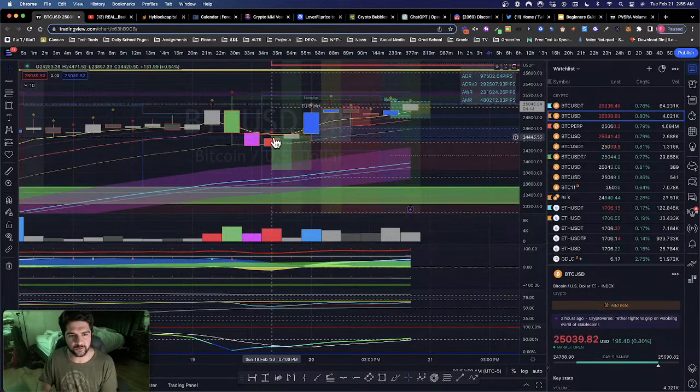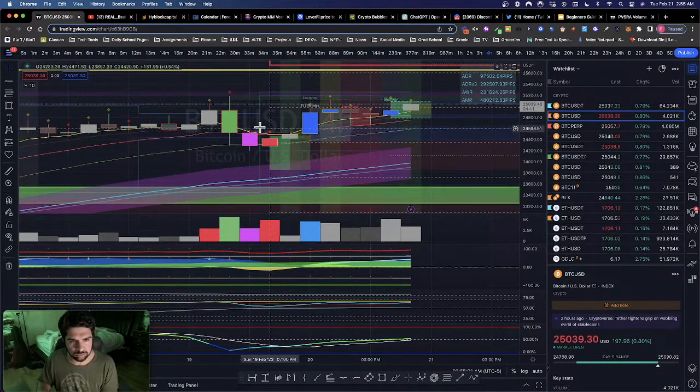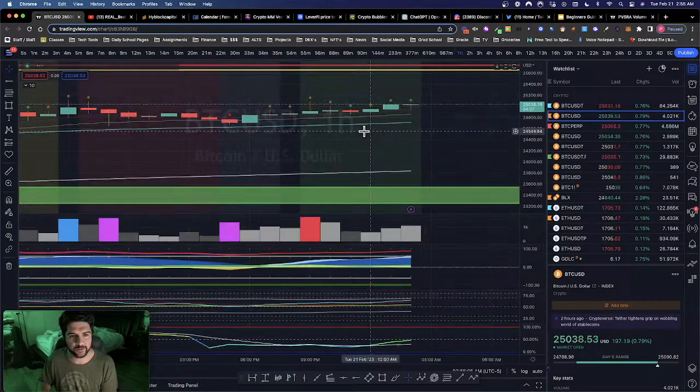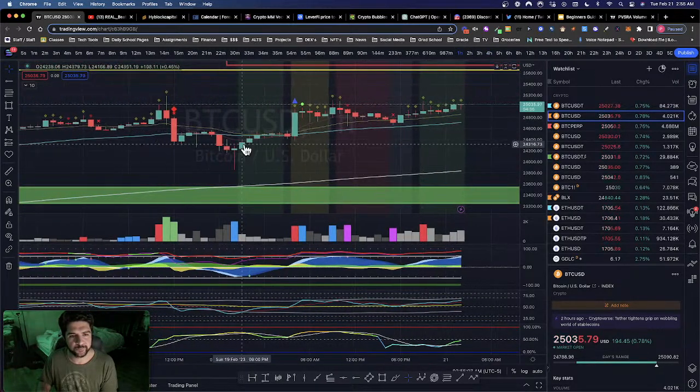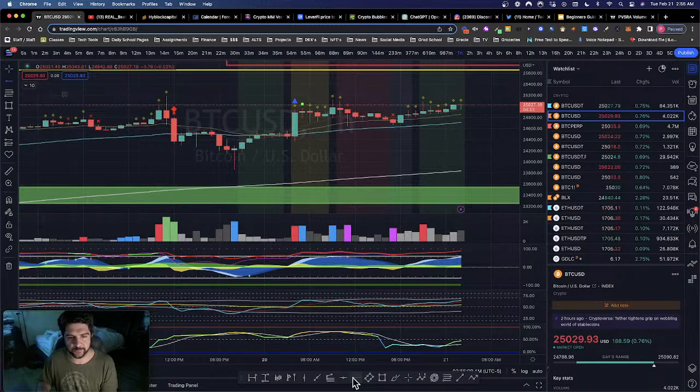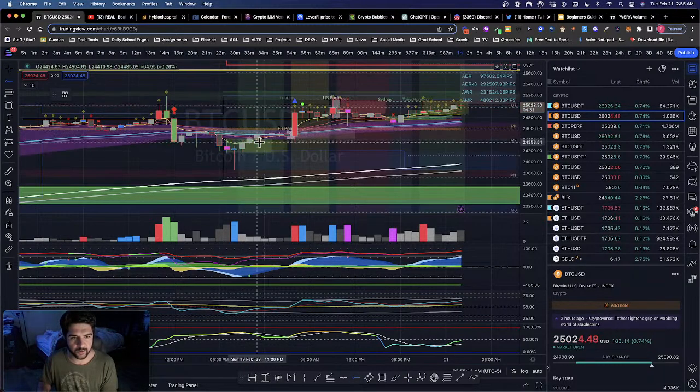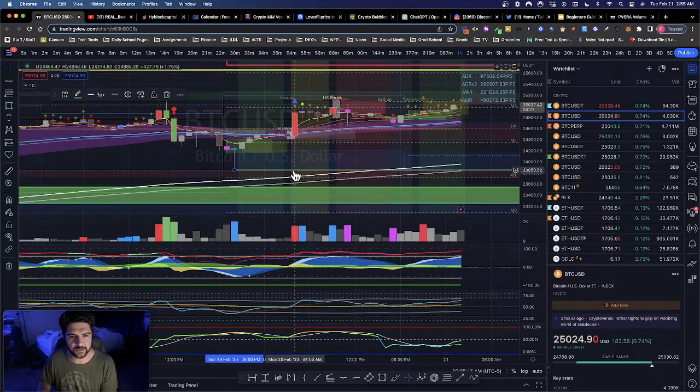So where's the high, where's the low? Let's go to the hourly. Might give me a better view. All right, here we go. The low of the week would be right here, the LOD.